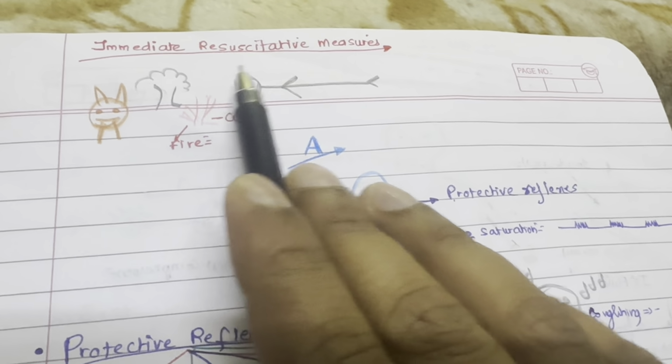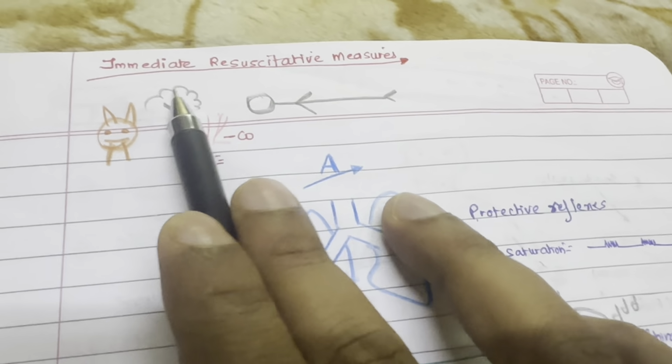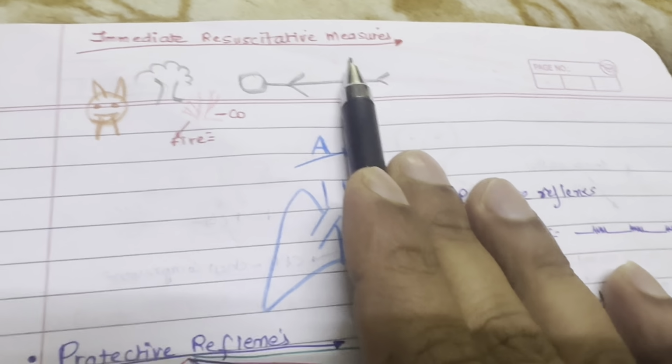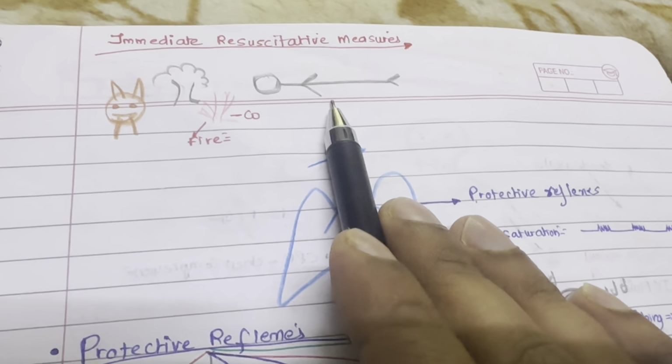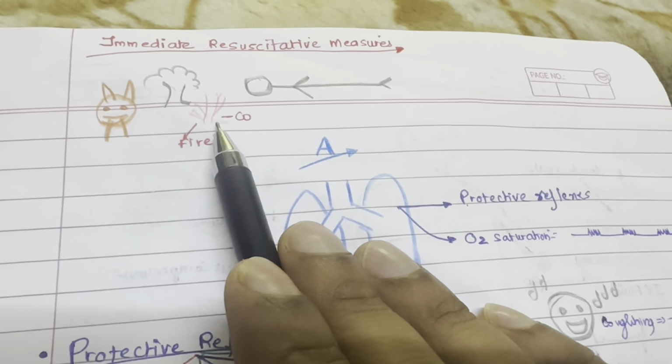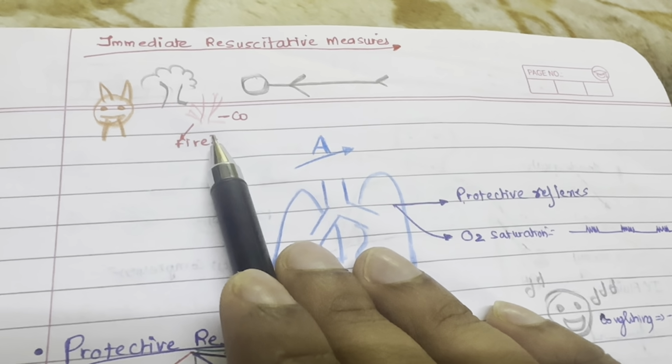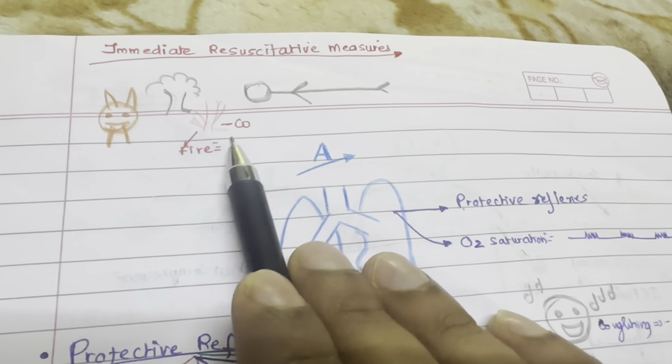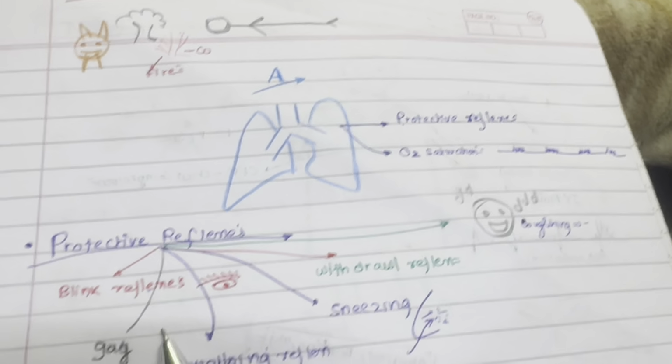Management of poison, principles of management of poisoning. First, immediate resuscitative measures. Remove the patient from the poisonous environment, for example removal from the scene of fire in acute carbon monoxide poisoning. Memory aid, that is ABCD.